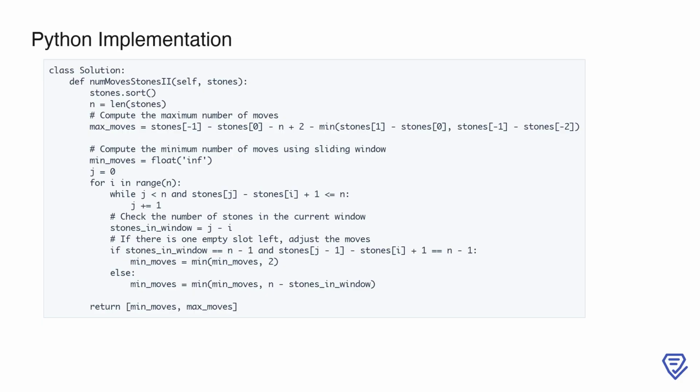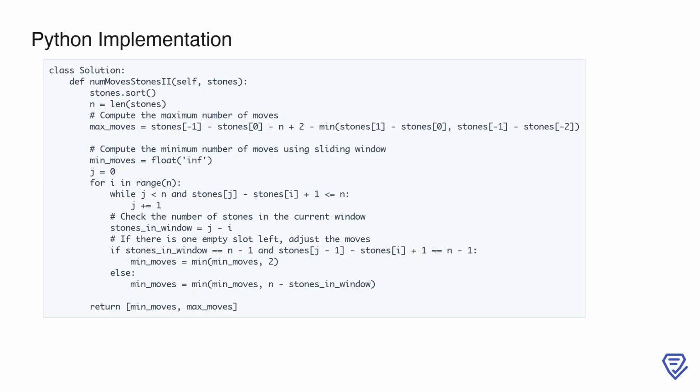2. Maximum moves. To compute the maximum moves, we use the given formula. Subtract the number of stones, n, from the range of the stones, stones[n-1] - stones[0], then adjust for the smallest gap on either end, min(stones[1] - stones[0], stones[n-1] - stones[n-2]). This ensures that we maximize the movement while maintaining the constraints.